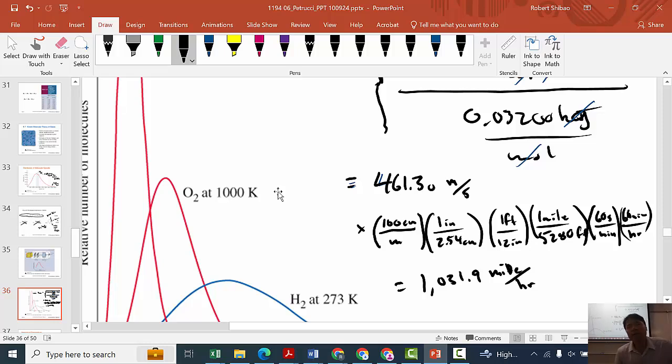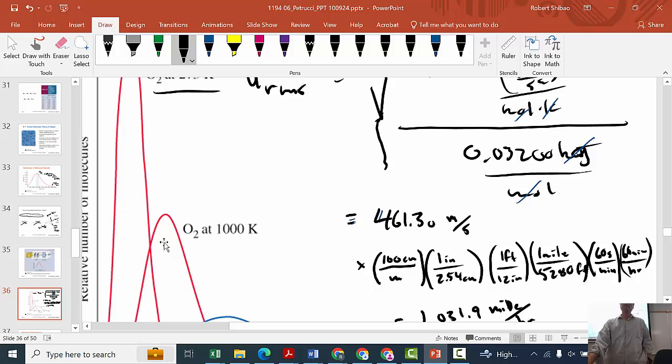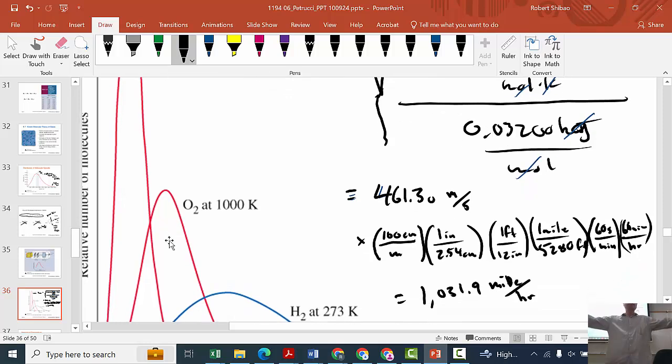But that's at 0 degrees C. At 25 degrees C, it's going to be moving even faster. And so if we take all the oxygen molecules in this room, they're moving, and if we sped up the slow ones and slowed down the fast ones, then collectively that population would have a speed of over 1,000 miles an hour.